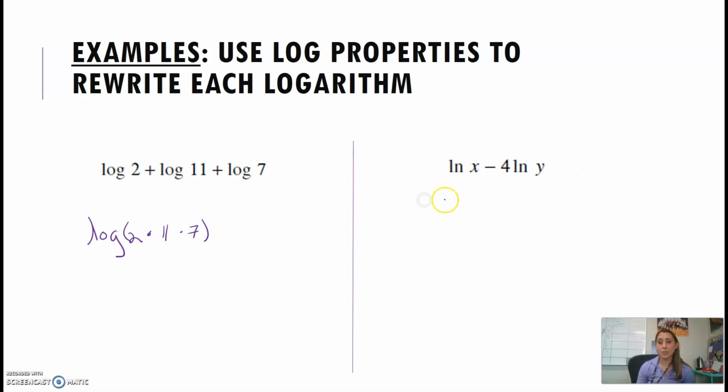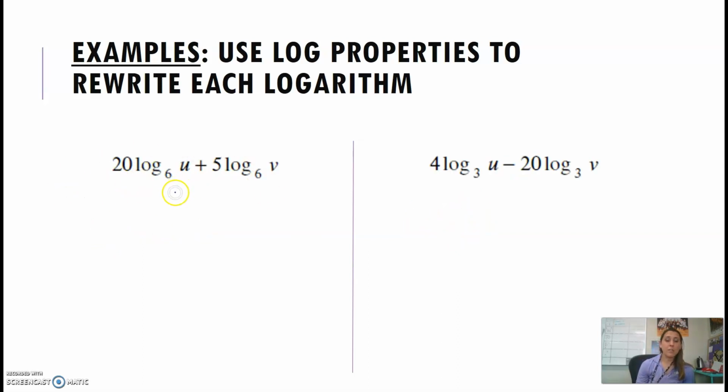Again, I'm going to do the same thing over here. I can see that natural log is the same thing, so I'm going to use my natural log. I have subtraction, so I know I'm going to be going with division. So my numerator is going to be x. My denominator is going to be y. And then this is like the reverse power rule, so I'm going to take this and make it over here, y to the 4th, and I am done.